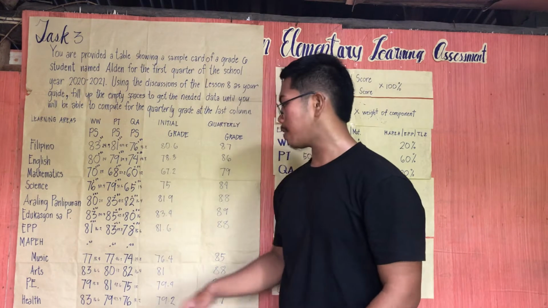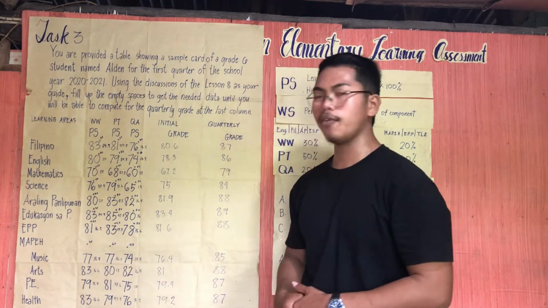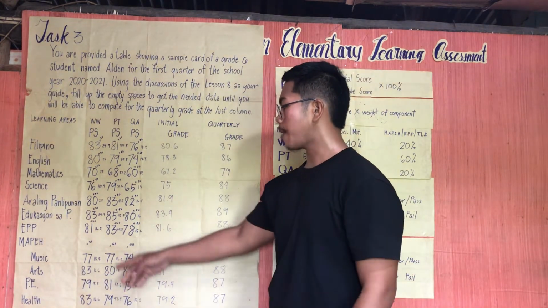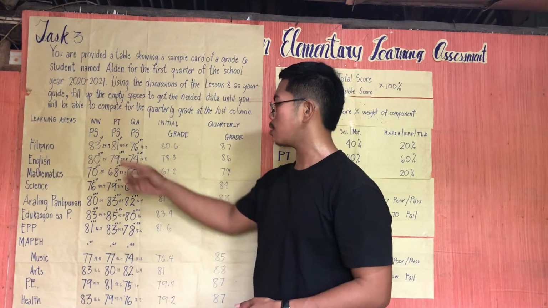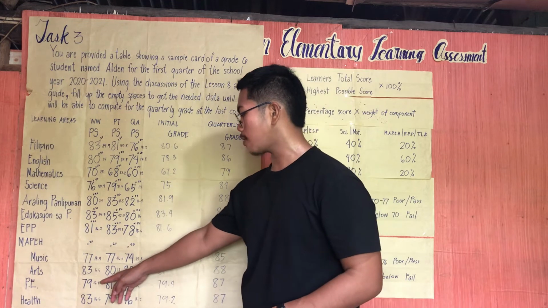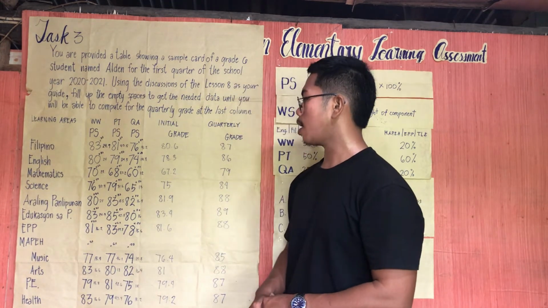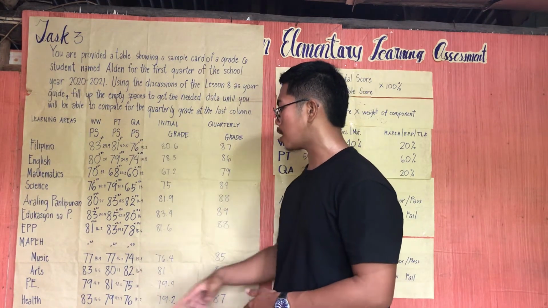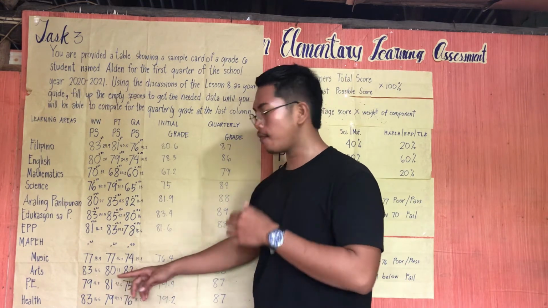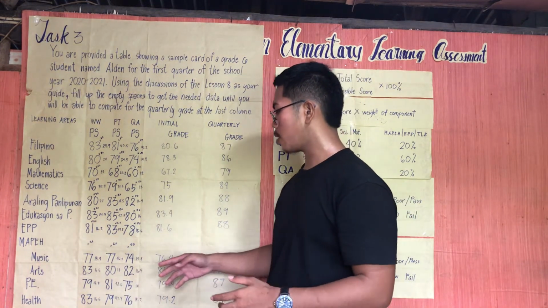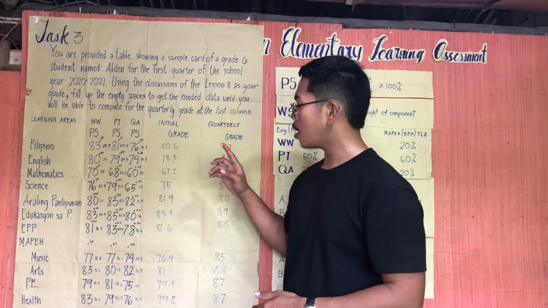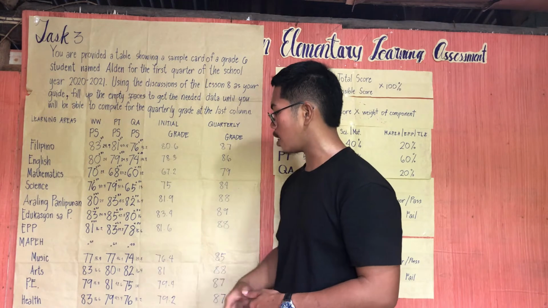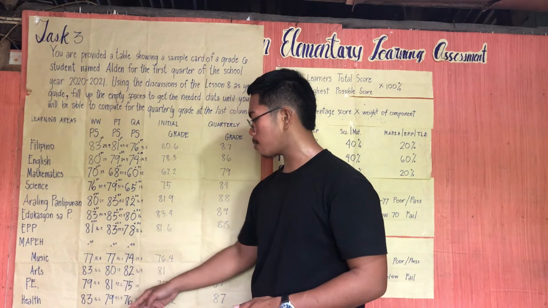Okay? And for the physical education, 79 is the given percentage score multiplied by 20, because it is the corresponding weight of component for the subject PE in the written works, and we got the answer 15.8. For the performance task, 81 is the given percentage score, and we multiplied it by 60 because it is the weight of component for the performance task, and we got the answer 48.6.